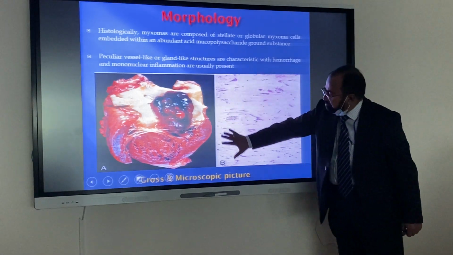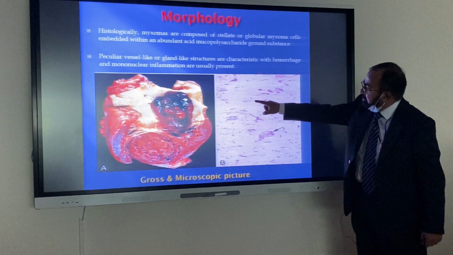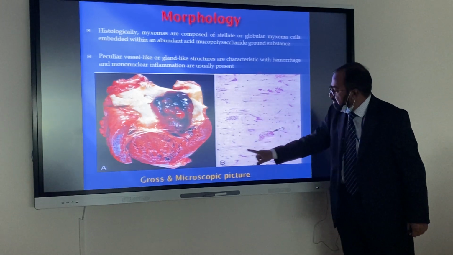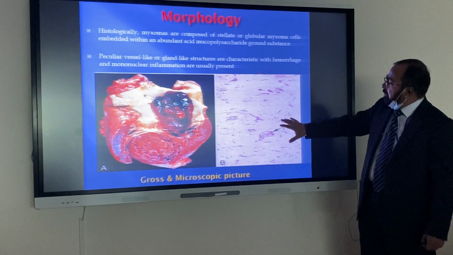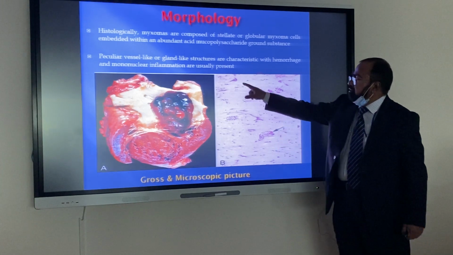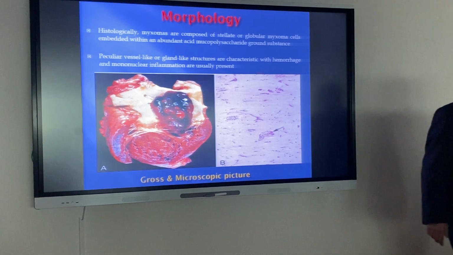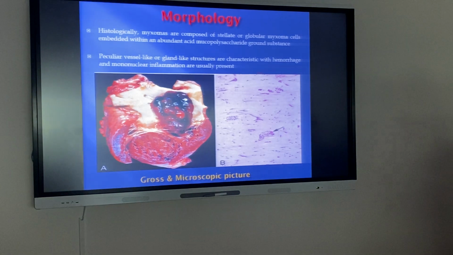Mucopolysaccharide background, stellate shaped cells, glandular structures or blood vessels, plus mononuclear cells. This is myxoma. Clear?